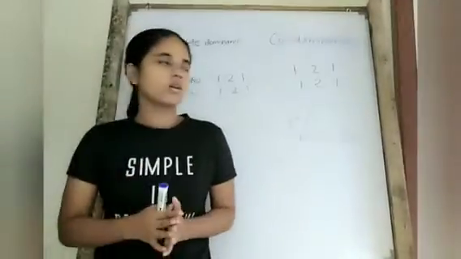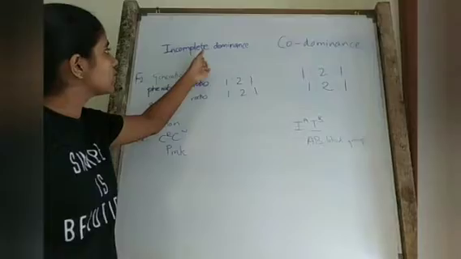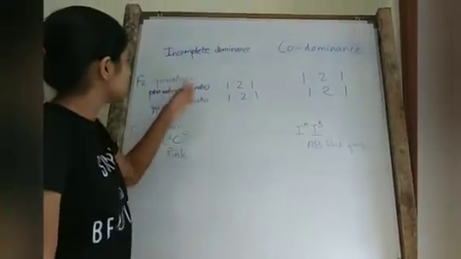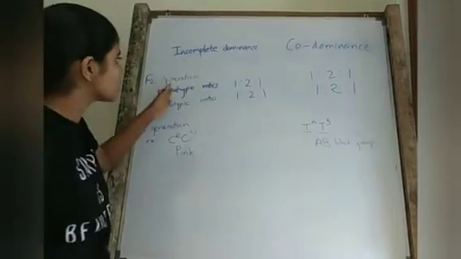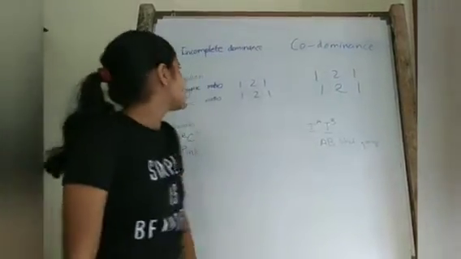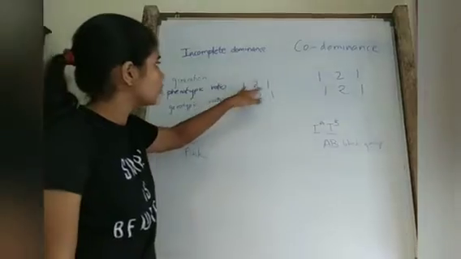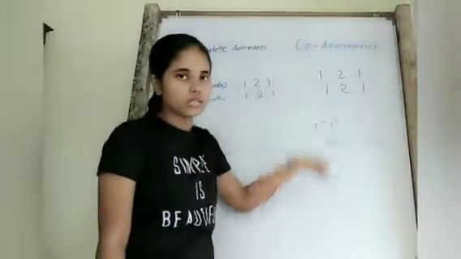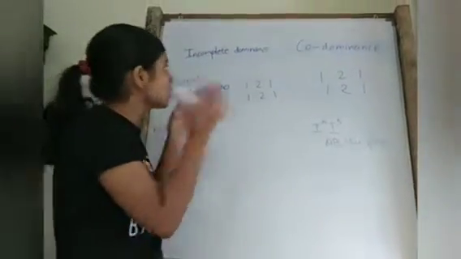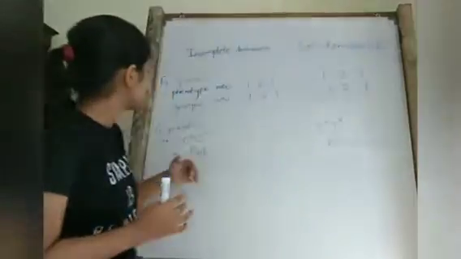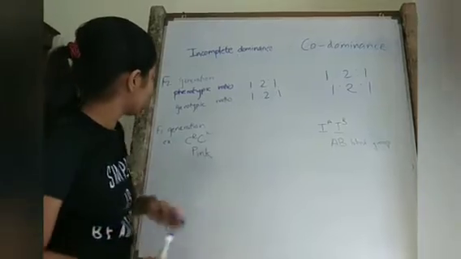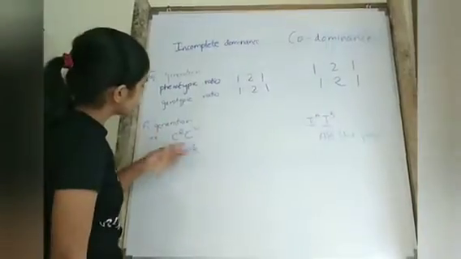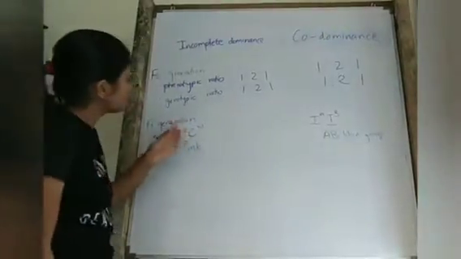So then we should talk about the difference between incomplete dominance and codominance. If we consider the phenotypic and genotypic ratios in the F2 generation, both are similar. Phenotypic ratio is 1 to 2 to 1. Genotypic ratio is also 1 to 2 to 1 in both situations. So how do we differentiate these two? Then we should look at the F1 generation. The phenotype is pink. Okay, this is a blended phenotype of the parent phenotypes.